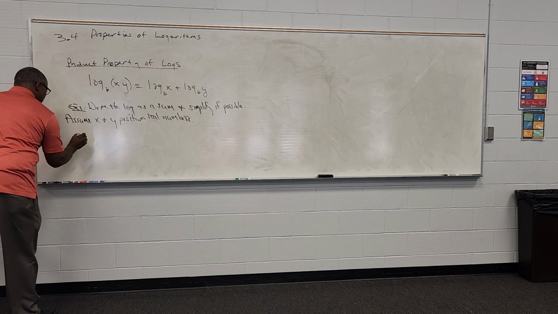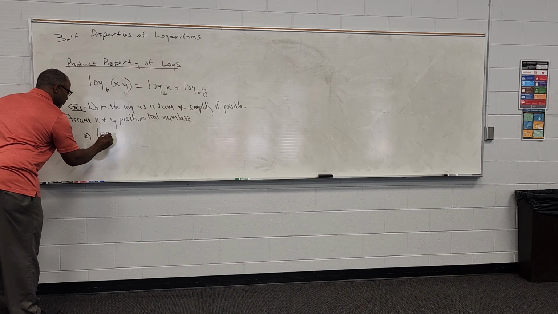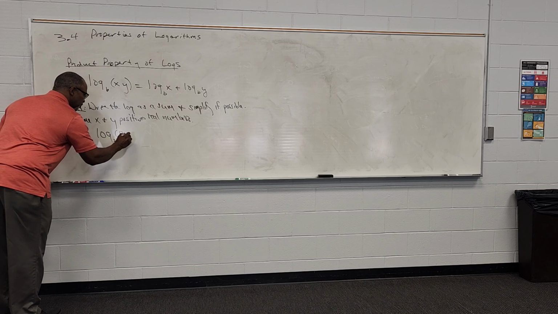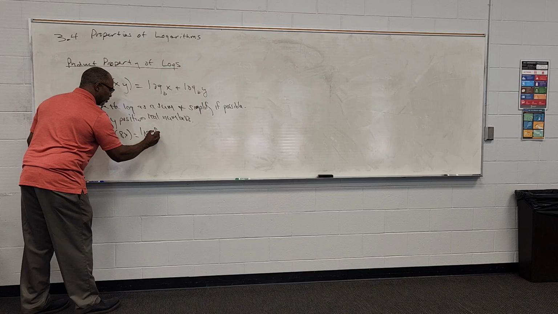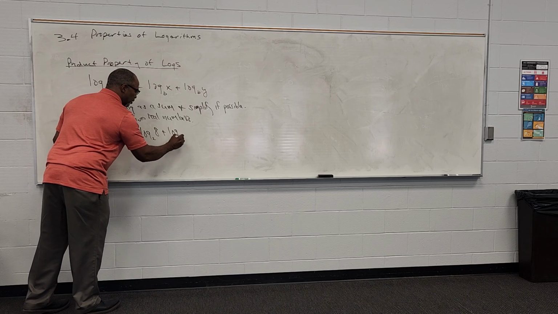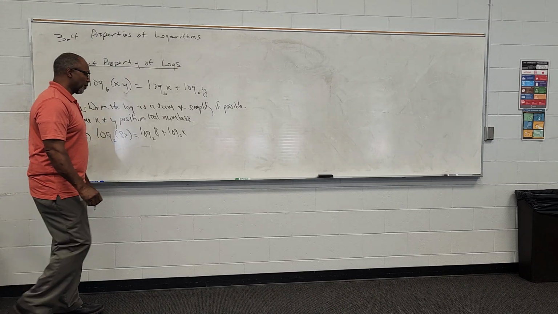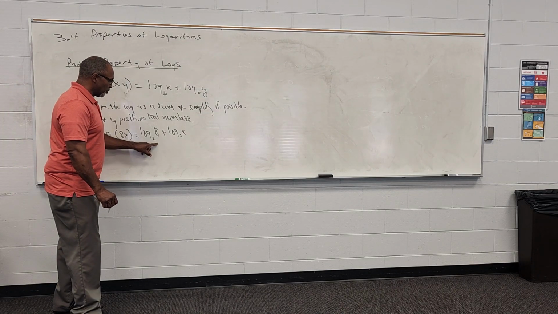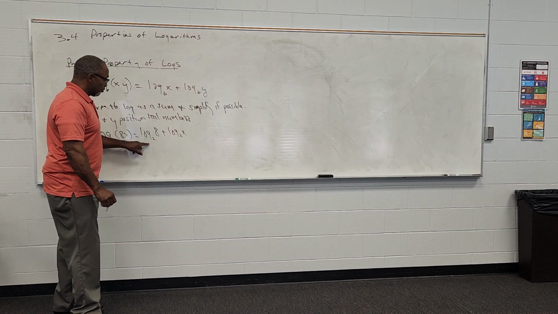So A says the log to the base 2 of 8x. Well, according to that property, this is log to the base 2 of 8 plus log to the base 2 of x. And they say simplify if possible. Well, log to the base 2 of x, but log to the base 2 of 8, I'm sorry. Well, remember how this works.